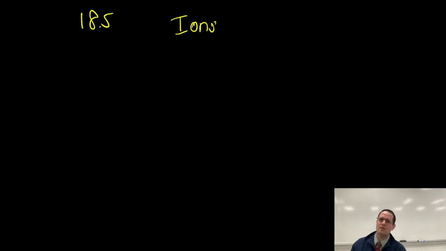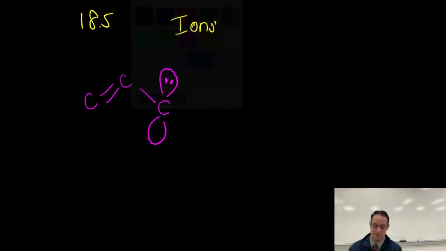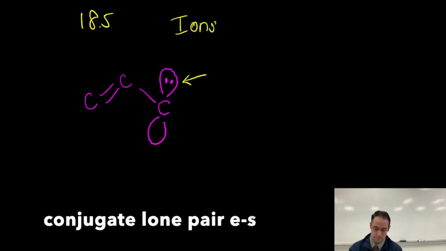Okay, I want to talk about aromatic ions. Now, this is the concept I want to introduce you to, okay? I'm just going to put, well, let's just put a carbon here. So if you have lone pairs next to a pi bond, we're going to call it conjugated, and those electrons are in a p orbital, okay?